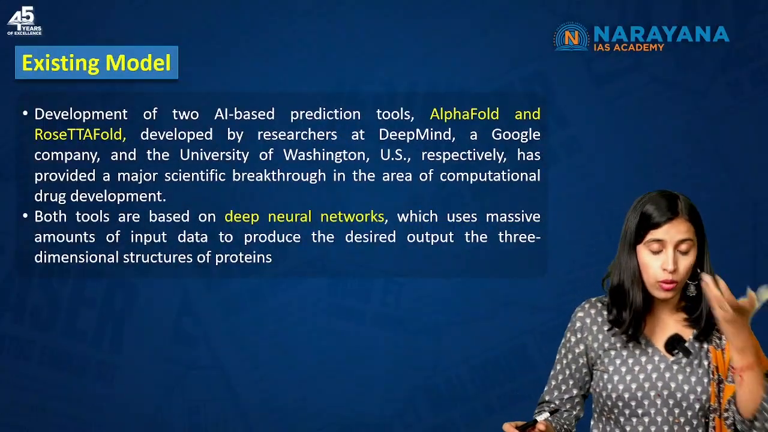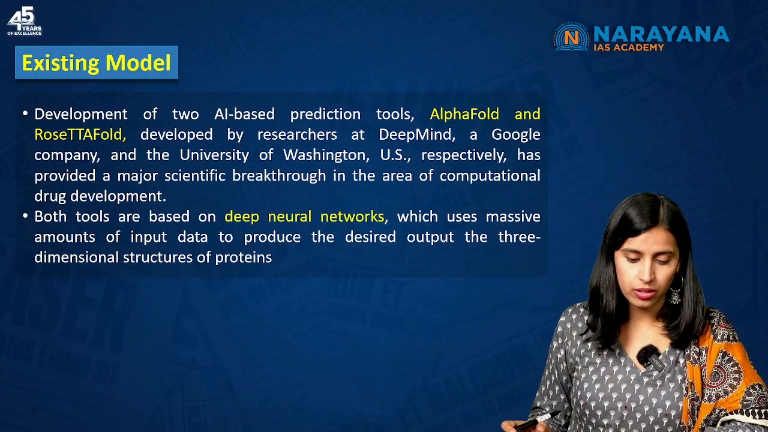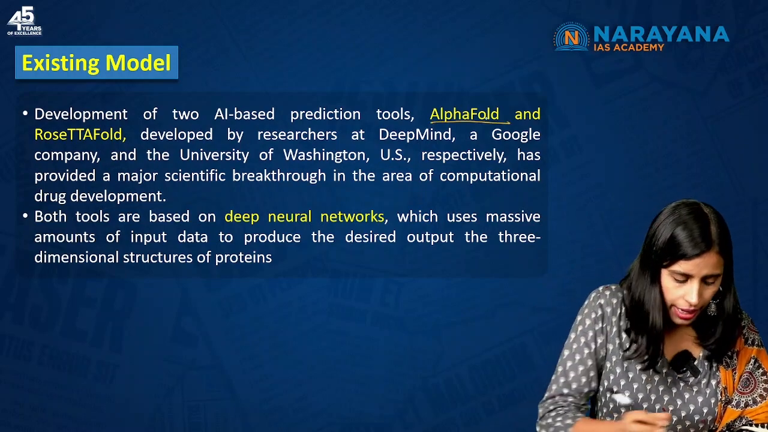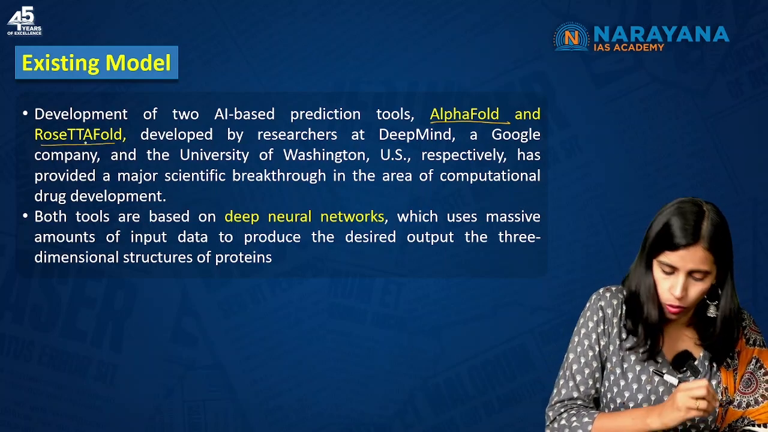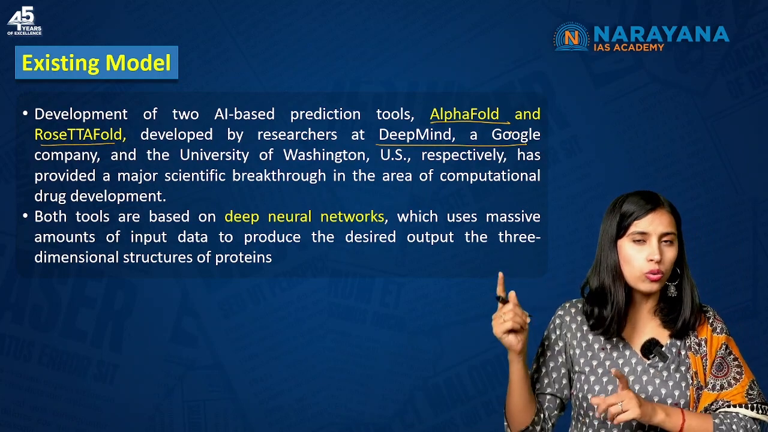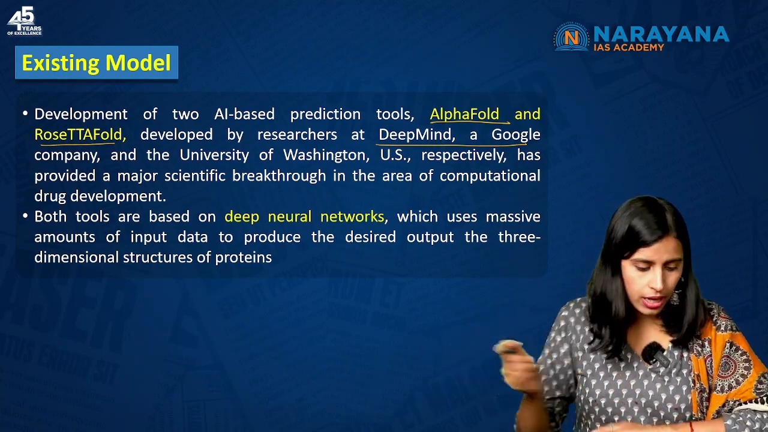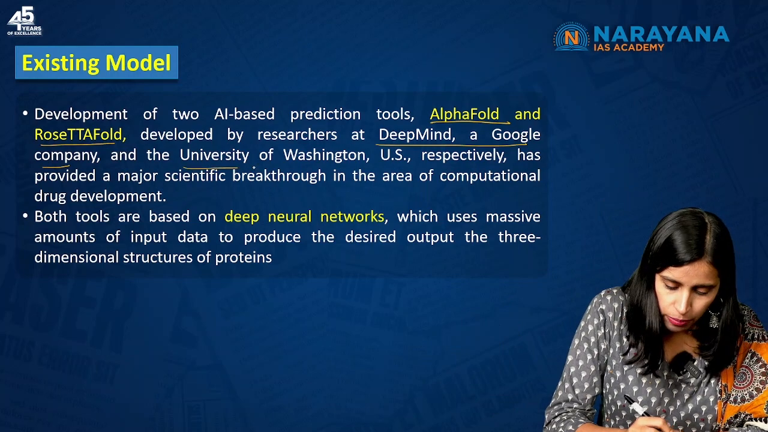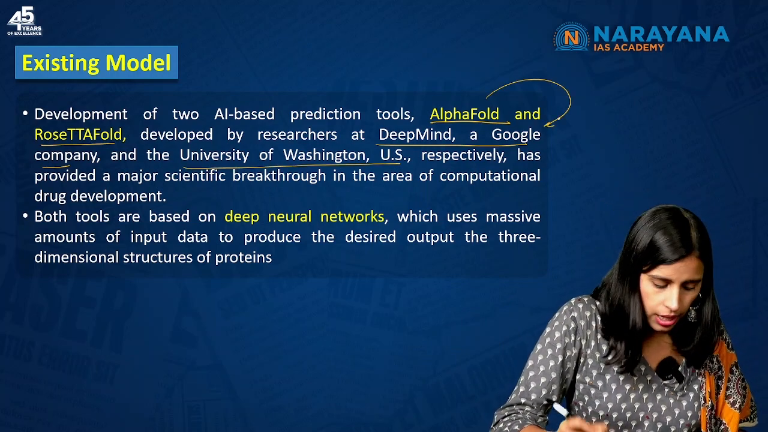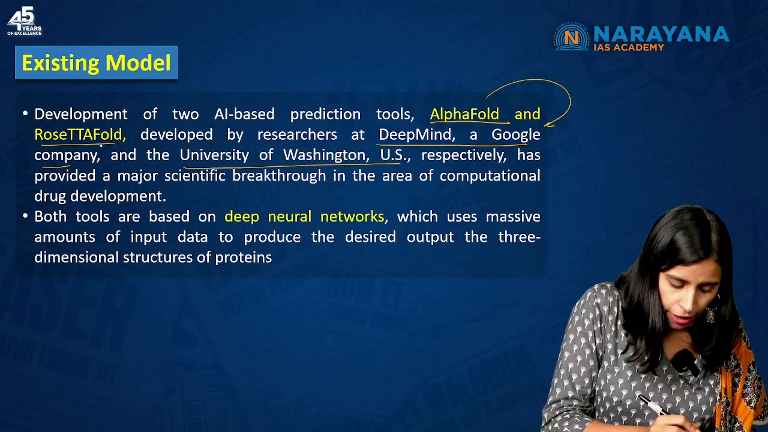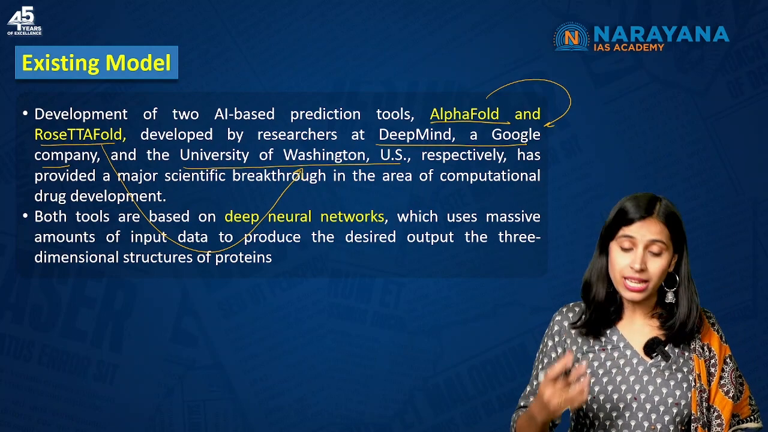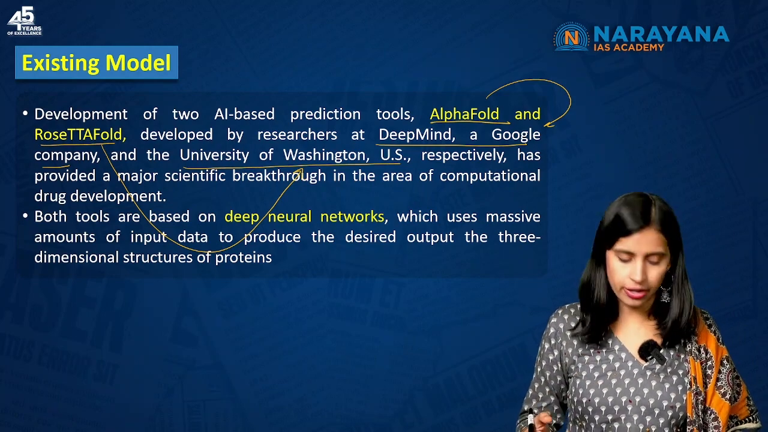Okay. So what are the existing models that we have? The article talks about 2 existing models, that is AlphaFold and RoseTTAFold, which are developed by DeepMind and the University of Washington, US, respectively. DeepMind belongs to Google. It is a deep neural network company of Google. That means AlphaFold belongs to the Google company DeepMind, and RoseTTAFold belongs to the University of Washington, US. And it is a major scientific breakthrough in computational drug development.